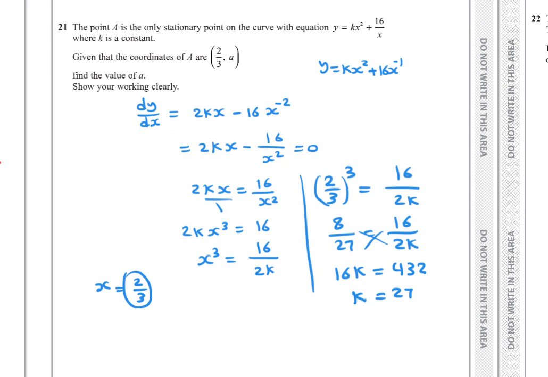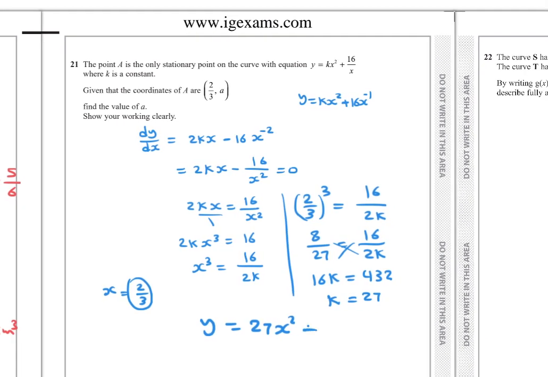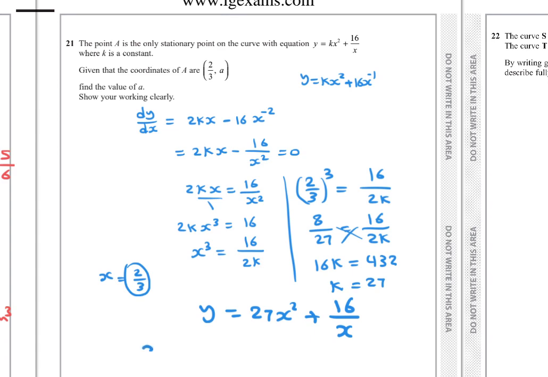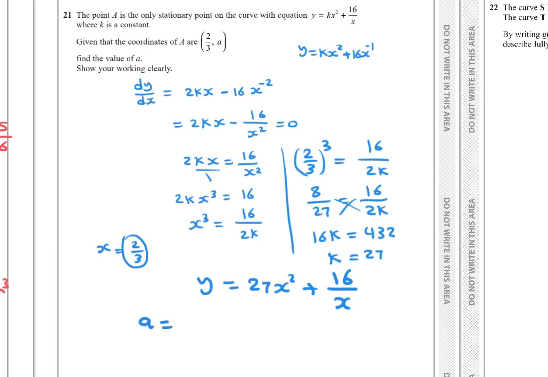So k equals 27. So you can write the equation. Now y equals 27x squared plus 16 over x. Now to find a, substitute x equal to 2 over 3. So a equals 27 times (2 over 3) squared plus 16 divided by 2 over 3, which equals 36.